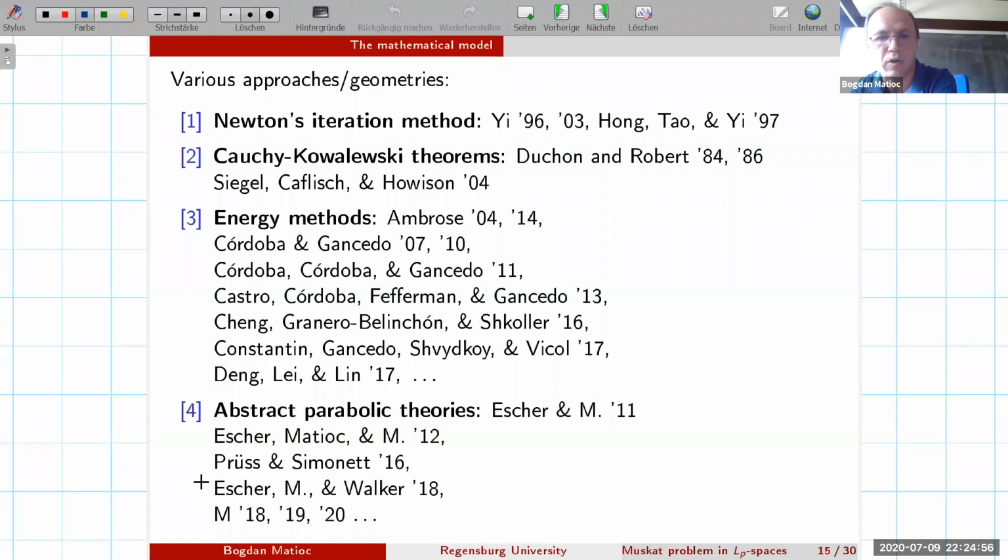So the idea is to formulate the Muskat problem as an evolution problem and to prove that the problem is parabolic. And for parabolic problems, even for fully nonlinear problems, there are theories which work and which can then be applied to this setting, and then one obtains certain results which can be improved in this particular context.